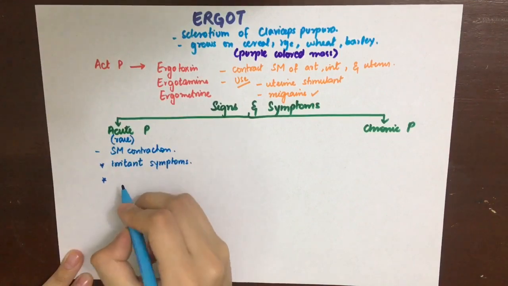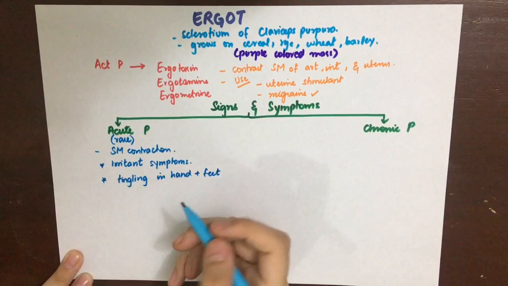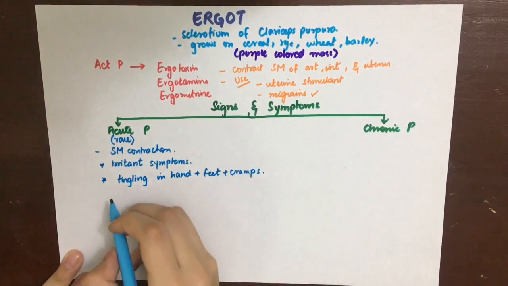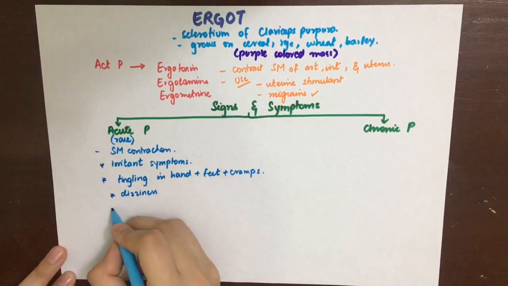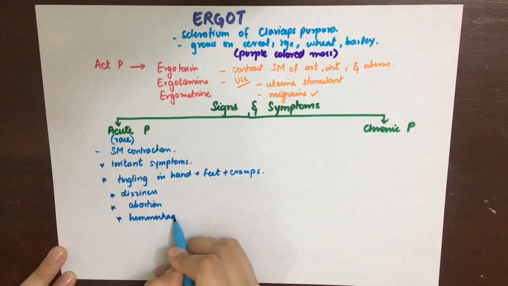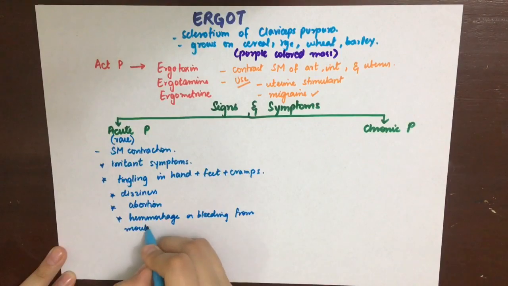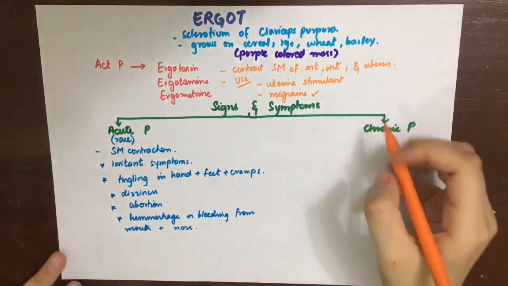Also, there is tingling in the hands and feet due to the vasoconstriction, and there can be muscle cramps, dizziness, and cold feeling, and all of these result from smooth muscle contraction. There can be abortion and hemorrhages in the uterus because of contraction, and bleeding from the nose and other mucous membranes is also common. The chronic poisoning, also known as ergotism, is more common.